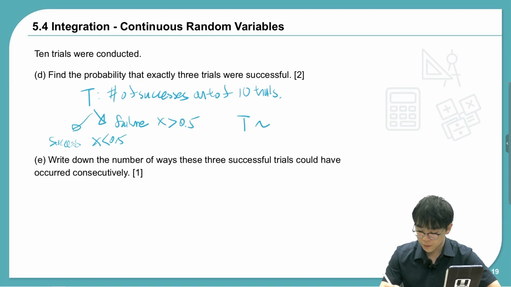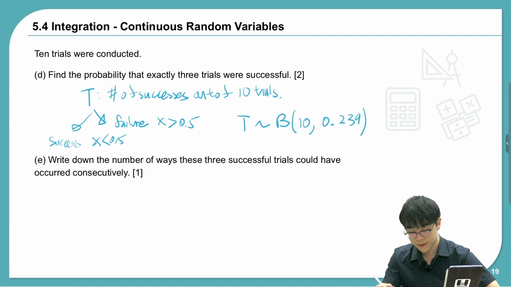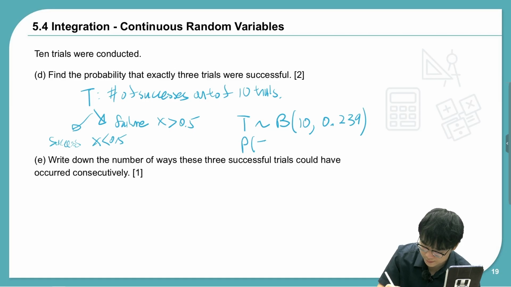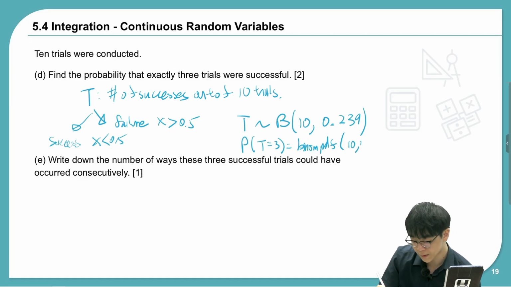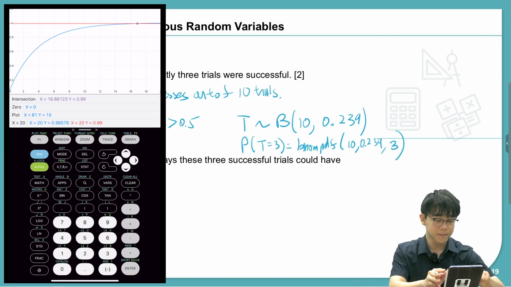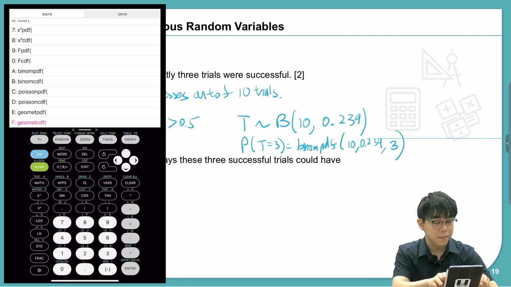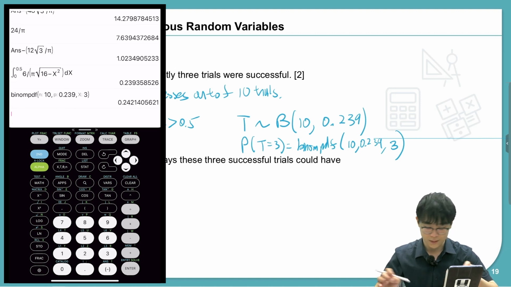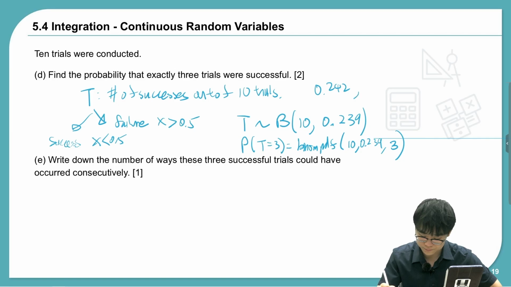So t would follow a binomial distribution where there's 10 trials and the probability of success is 0.239. And we're going to count how many successes we have. So the probability that t is going to be 3, that's just binomPDF, right? You just want to look for what happens when there's 10 trials with success probability of 0.239, and we want to see exactly 3 successes. So you can go to second variables, binomial distribution, PDF, and you get 10, 0.239, and 3. Right? So we get 0.242.